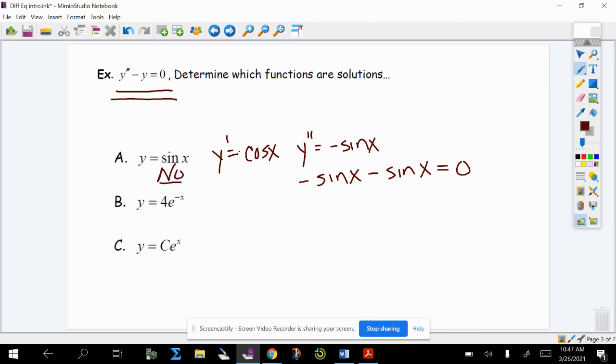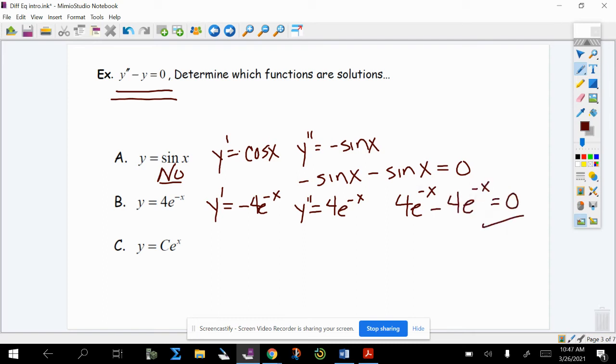Then we're going to do the same thing for the next one. A lot of times these will be like Roman numeral 1, 2, and 3, which ones work, which ones don't kind of thing. The derivative of the first derivative would be negative 4e to the negative x. The second derivative would go back to positive 4e to the negative x. So you're going to plug that in, 4e to the negative x minus the original 4e to the negative x. That does equal 0, so this one is a solution.